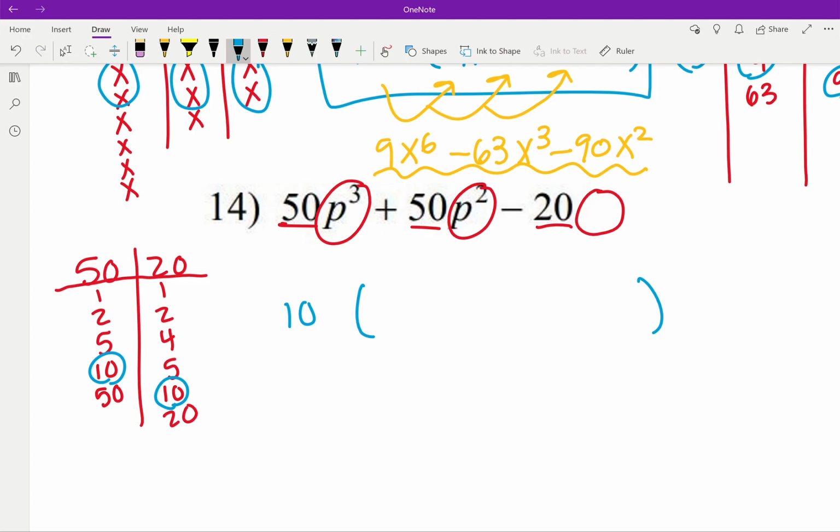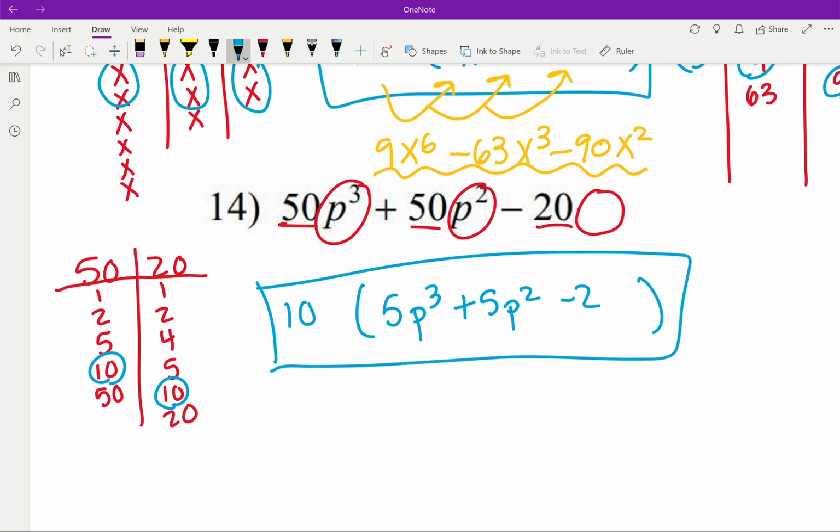So let's start dividing. 50 divided by 10 is 5. p cubed, because we didn't take out any p's, so we can just rewrite them. 50 divided by 10 is 5p squared. And negative 20 divided by 10 is negative 2. So that's our answer. Remember, if you want to double check, you can distribute this back in, and you would get the exact same answer that we got in our problem.